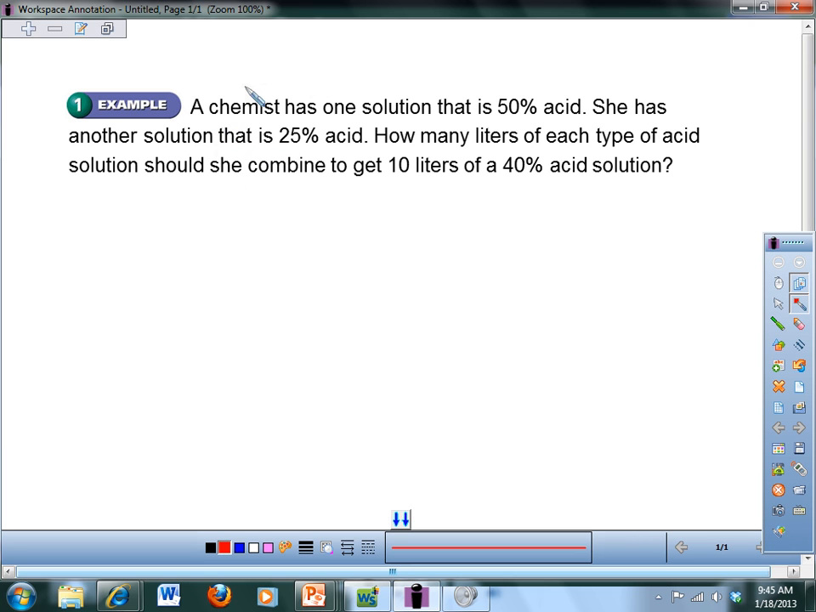Okay, but Mrs. Voss picked up this very nice worksheet with steps of how you solve these particular types of problems. So a chemist has one solution that is 50% acid. She has another solution that's 25% acid. How many liters of each type of acid should she combine to get 10 liters of 40% acid solution?